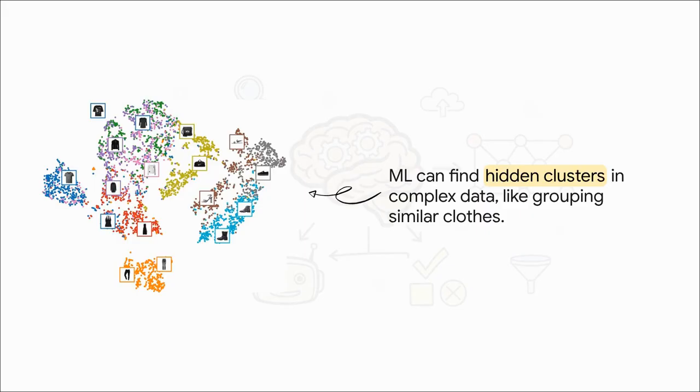For instance, machine learning can find hidden patterns in super complex data. In this example, an algorithm was just fed thousands and thousands of pictures of clothing. With no help, no labels, it just figured out how to group them by type. It put all the t-shirts in one pile, all the boots in another. This is called clustering, and it's basically how a recommendation engine knows what you might want to buy next.